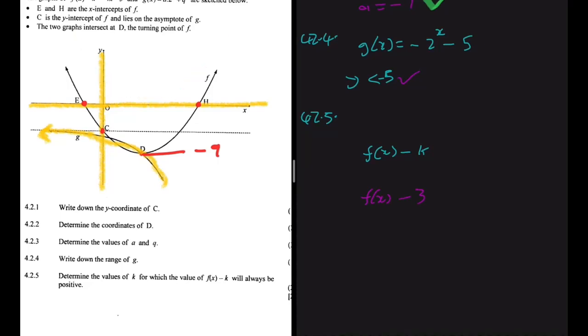But the tricky thing here is that we have f of x minus k, right? So if k here is less than minus 9, then we will have shifted our graph enough units such that the entire function f of x is positive.